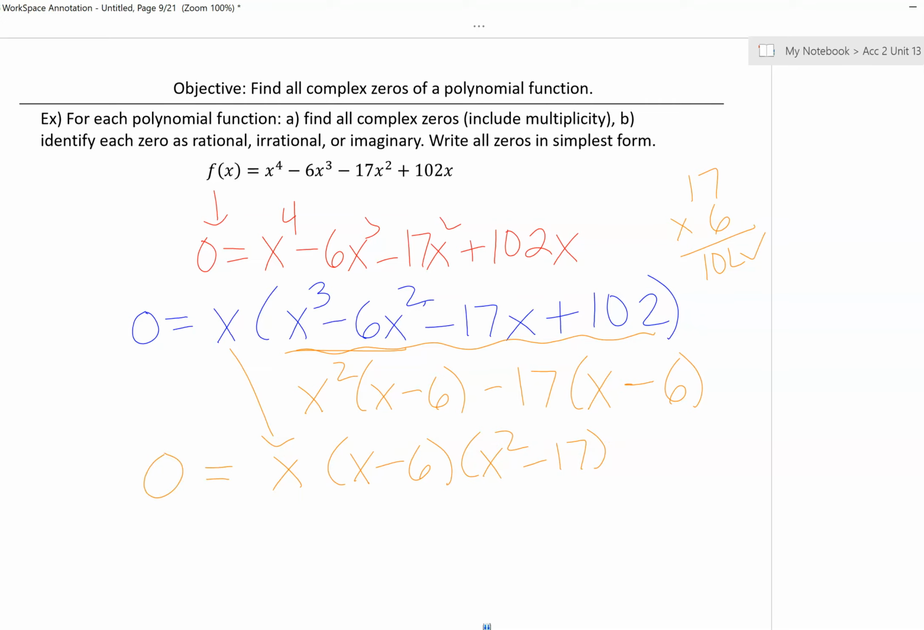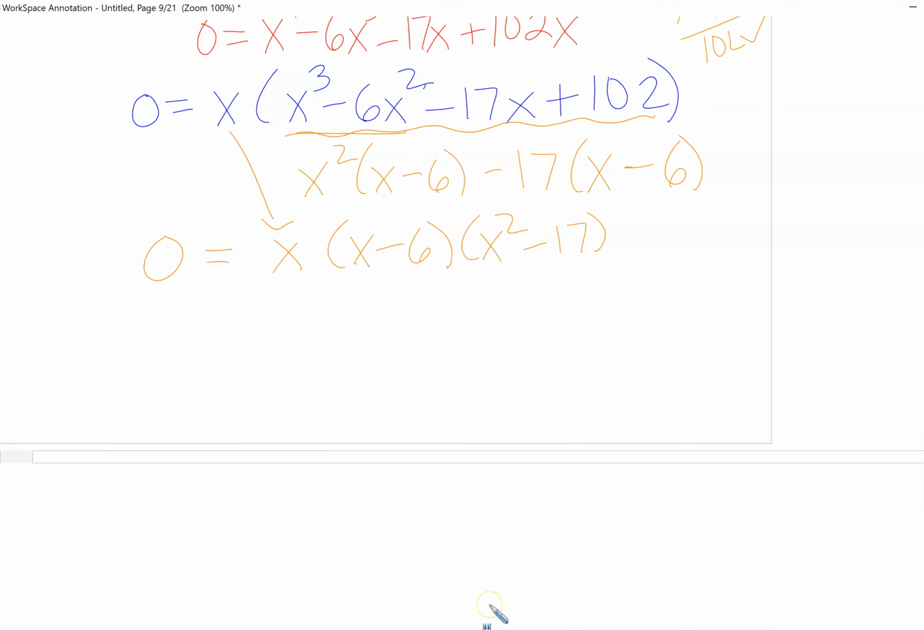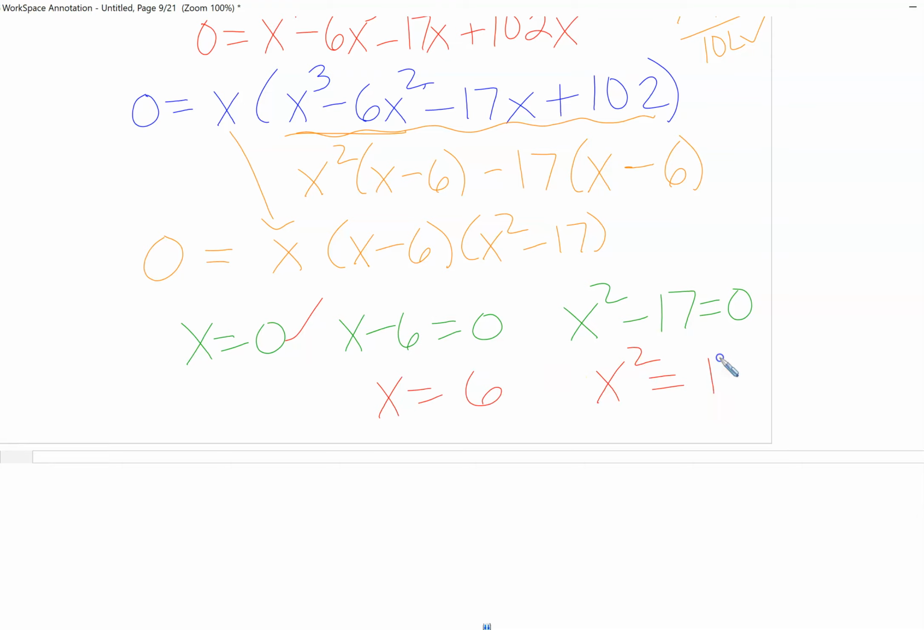All right, so we can stop our factoring there because all of our factors are to the first power of x or the second power of x. So zero product property now says either x is 0, x minus 6 is 0, or x squared minus 17 is 0. And this one is done. This one will give us a 6. And this one, we have a little bit more work to do. Adding 17, we get x squared equals 17. Taking the square root of both sides, we get plus or minus the square root of 17. And 17's prime, so that's not going to simplify. So that is our simplest form of our answers.